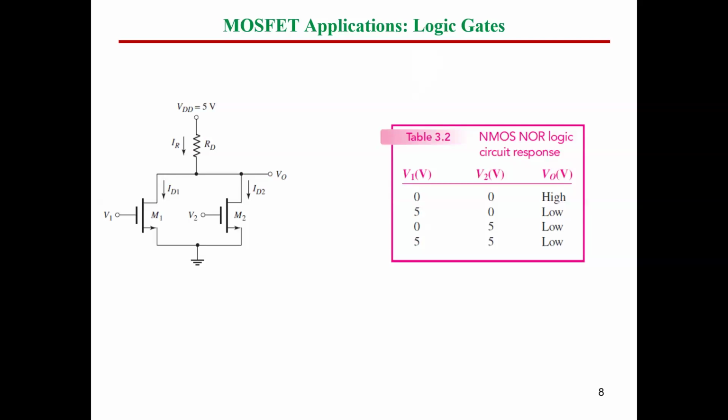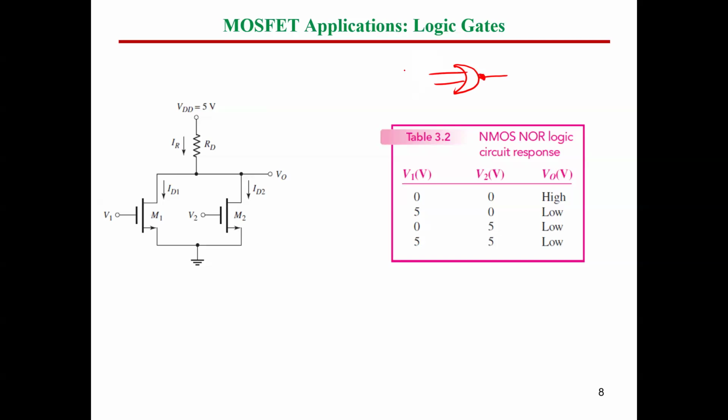Another thing is we can use the MOSFET in logic circuit gates. I believe we discussed the NOT gate operation in the previous class. Here, we can use it also in another logic gate operation. This is called NOR logic. You know that OR logic is like that, and for NOR we just invert the output.